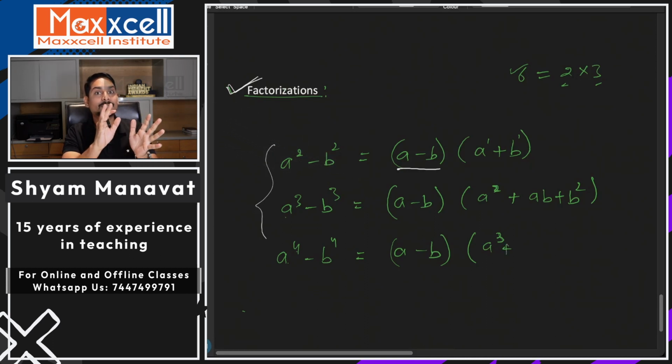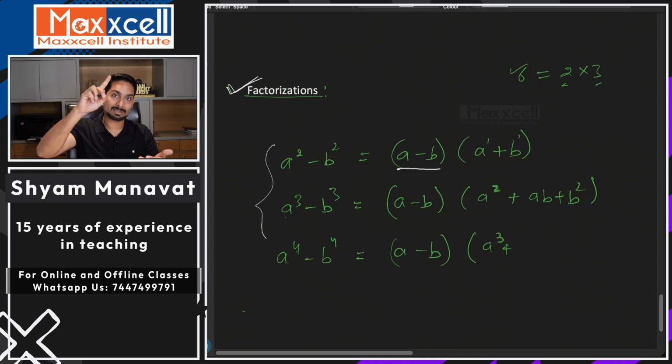And then again you will find the same pattern. In this case, you don't have any coefficients, like in expansion we had no coefficients. But the power of a and b are following the same pattern as expansion. Power of a keeps reducing and power of b keeps increasing.